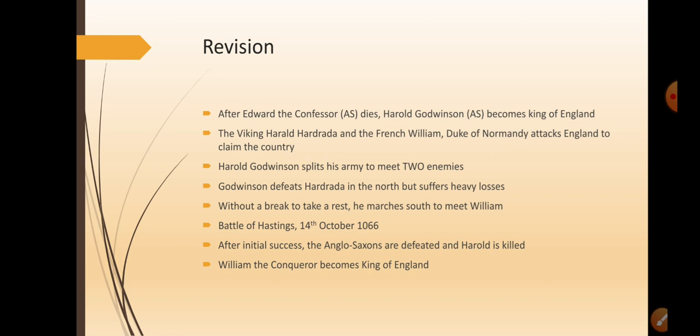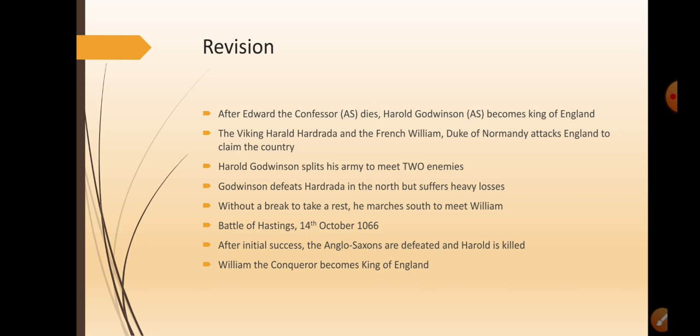Godwinson defeats Hardrada in the north, but suffers heavy losses, and without any break, without any rest, he needs to march south because William, after the winds had changed, arrived at the English coast. He meets him at the Battle of Hastings, where the battle starts on 14th of October 1066.